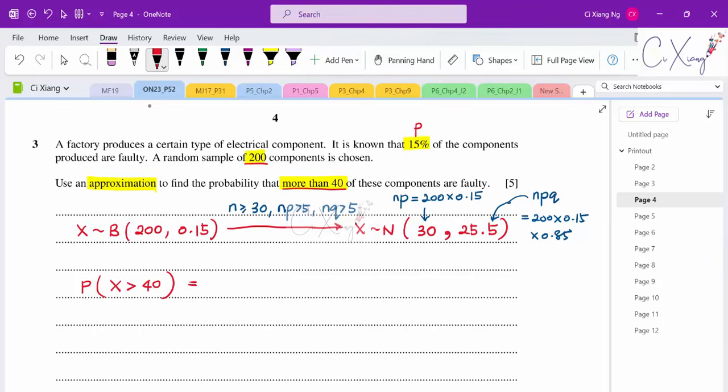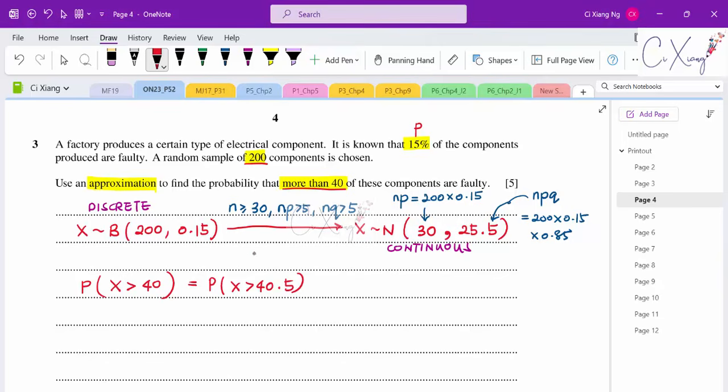Then since we are changing binomial to normal distribution, right? Binomial belongs to discrete random variable, and the normal belongs to continuous random variable. So which means that the values of x for binomial, they are having a gap. They usually only take whole numbers. But for continuous random variable, they always take a range. So to adjust the space between discrete and continuous, we have to do continuity correction. So the continuity correction for this question should be x more than 40.5.